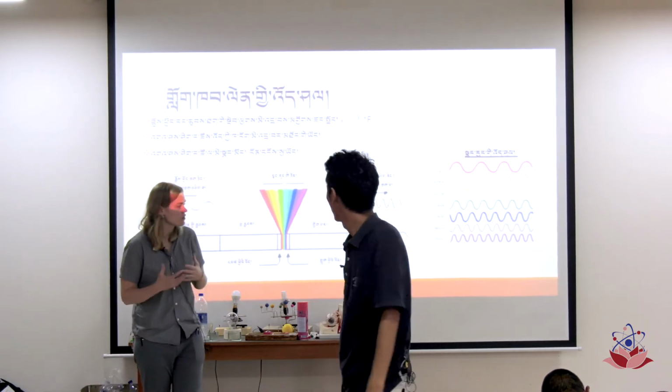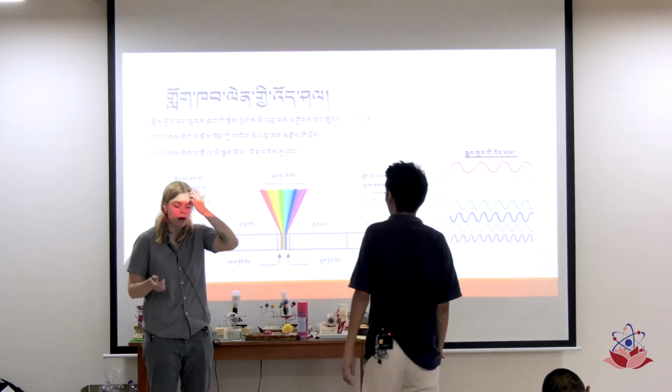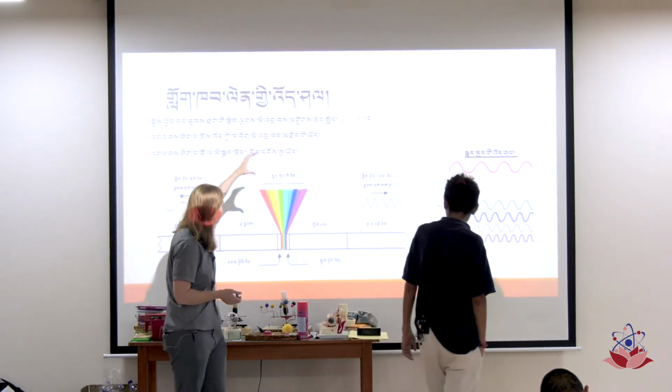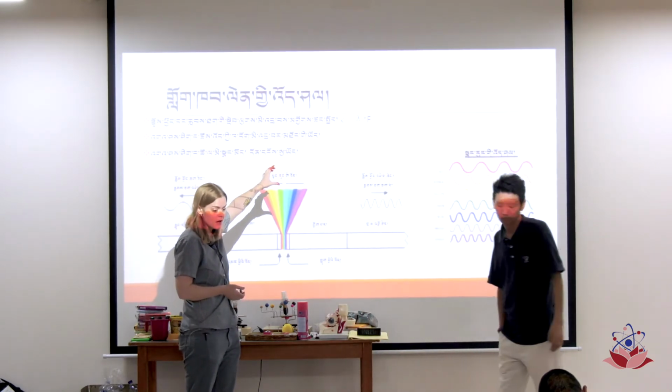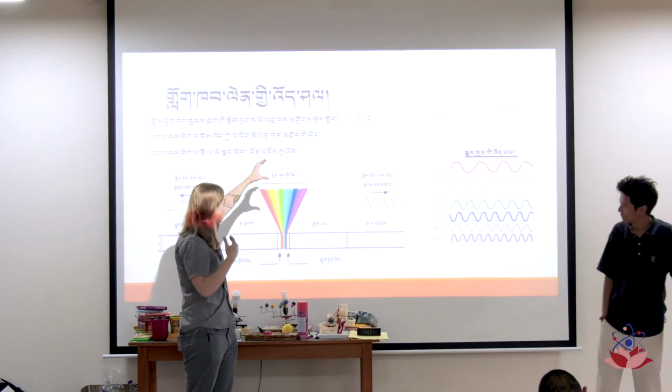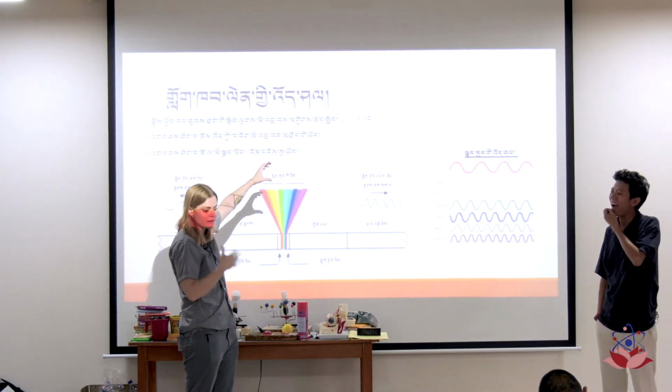So all electromagnetic waves, if they propagate in vacuum, will have the same speed c, and then they will also have their own individual wavelength and frequency.